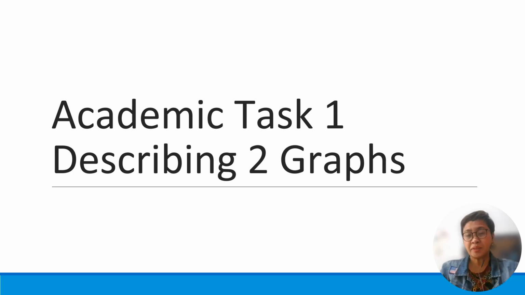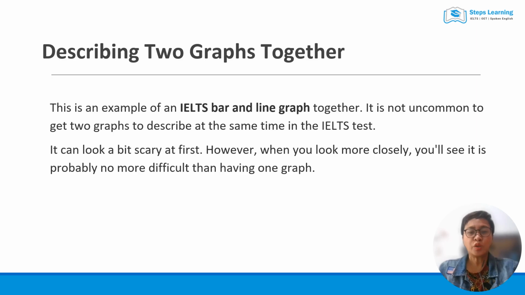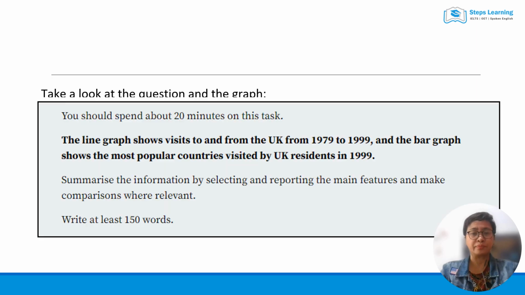Welcome to the academic task 1 describing two graphs together. So this is an example of an IELTS bar and line graph together. It's not uncommon to get two graphs to describe at the same time in the IELTS test. It can be intimidating at first. However, when you look more closely, you'll see it is probably no more difficult than having one graph.